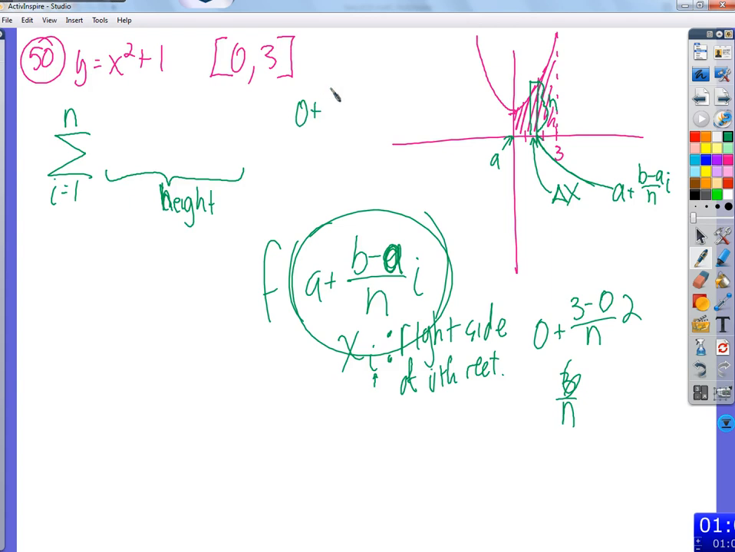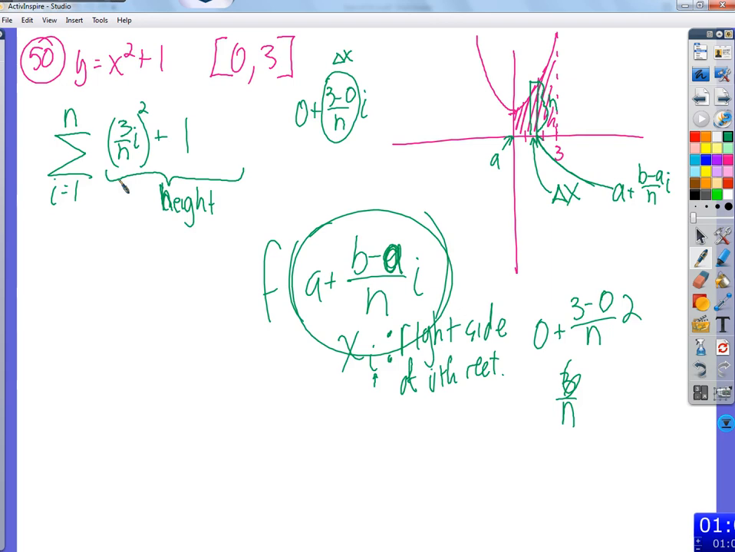Okay, so let's find this for this problem. 0 plus 3 minus 0 over n times I. We call this x of I. We call this delta x. So we're going to put this into the function. We're going to take really 3 over n times I. If you simplify all that down, 3 over n times I to the second power plus 1, right? So now this expression will give me the height of any rectangle, whichever rectangle I choose. The first one, the second, the third, the fourth, the fifth, whatever, as long as I choose how many rectangles I want to use. Okay, so that's the height.